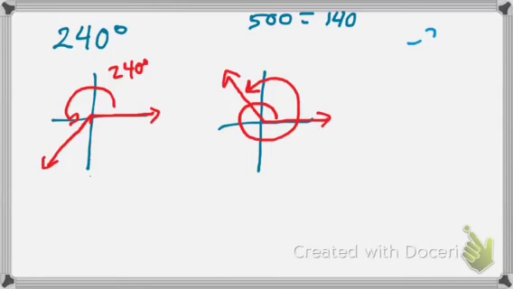So if we have like negative 30 degrees, it doesn't matter what it is. Negative 30 degrees looks like this. I've got my initial side.